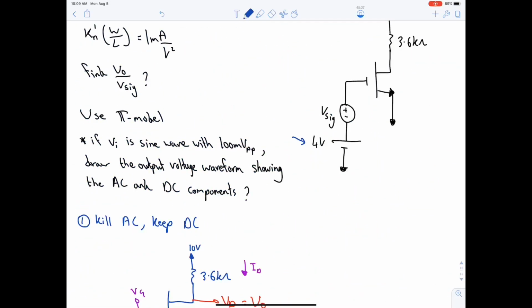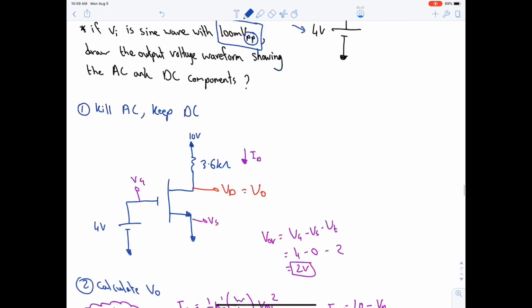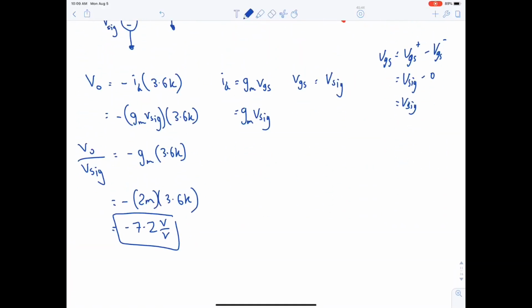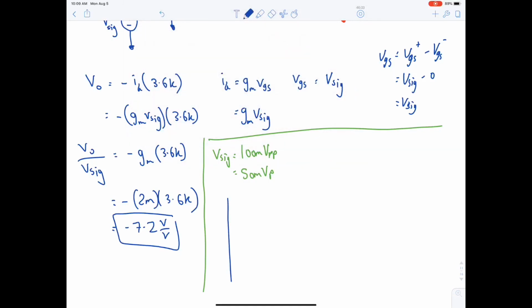The second part, we have to draw the waveform if V signal, V input or V sig is 100 milli peak. See here, this is very important. Peak to peak, it's 100 milli. Draw the output voltage waveform. Okay, so let's isolate it. V sig is equal to 100 milli V peak to peak, and it's 50 millivolt peak. Okay, we're looking only for peak values, and we need to draw the output waveform showing AC and DC.